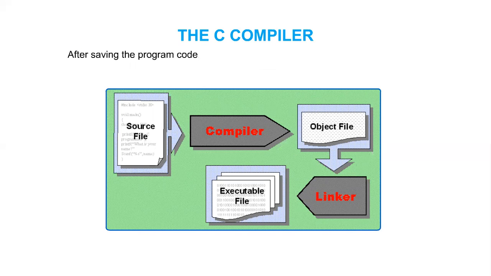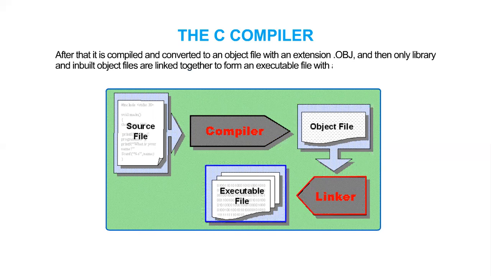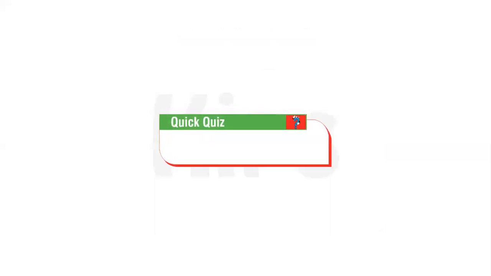After saving the program code, inbuilt files are included to manipulate the functions contained in a program. After that, it is compiled and converted to an object file with an extension .obj, and then only library and inbuilt object files are linked together to form an executable file with an extension .exe. Students, can you quickly reply, what is the extension of object file in C?